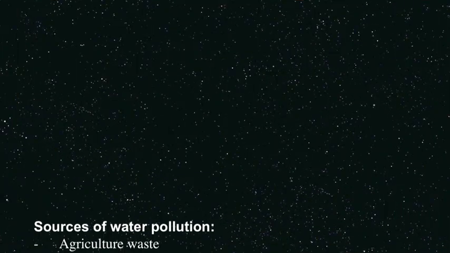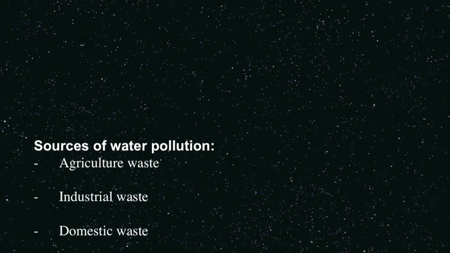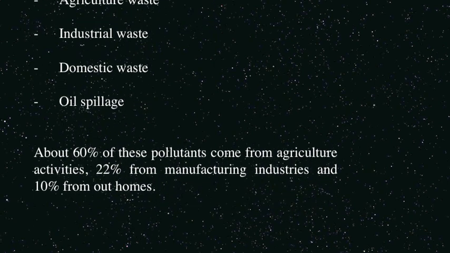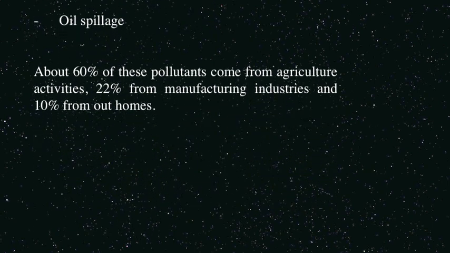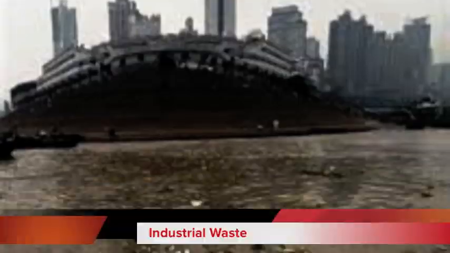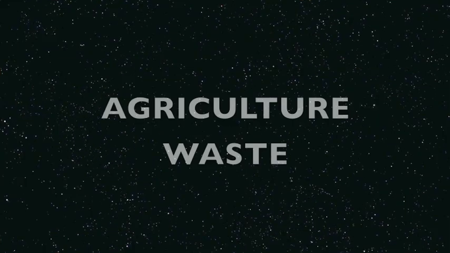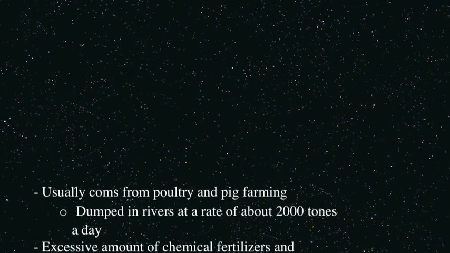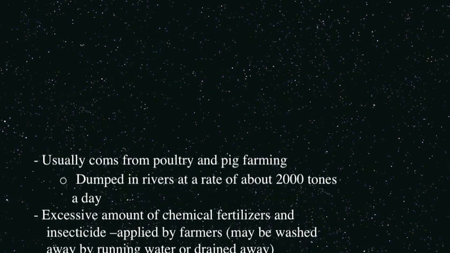Here are the sources of water pollution: agriculture waste, industrial waste, domestic waste, and oil spillage. About 60% of these pollutants came from agricultural activities, 20% from manufacturing industries. Agricultural waste usually comes from poultry and pig farming. They are usually dumped in rivers at a rate of about 2,000 tons a day.